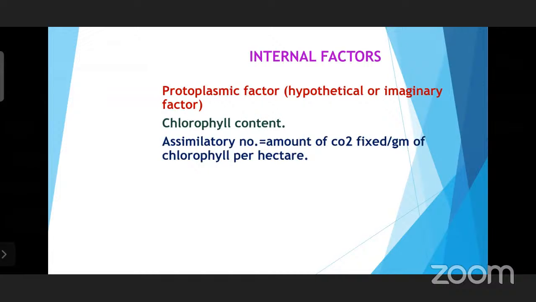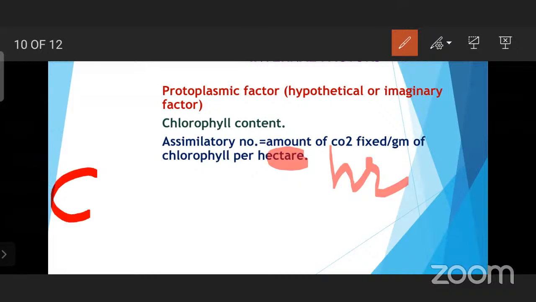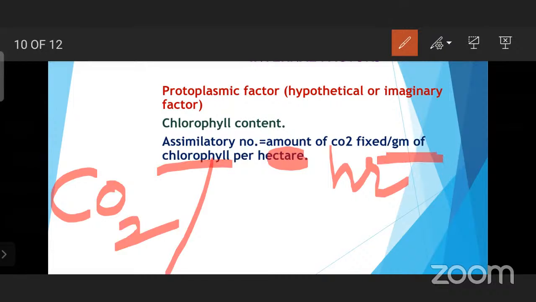Assimilatory number. Here a new term is there for you: assimilatory number. This assimilatory number is nothing but the amount of carbon dioxide fixed per gram of chlorophyll per hour. Per hour, how much carbon dioxide is getting fixed? How much carbon dioxide is converted to glucose? And how many grams of chlorophyll molecules are required?